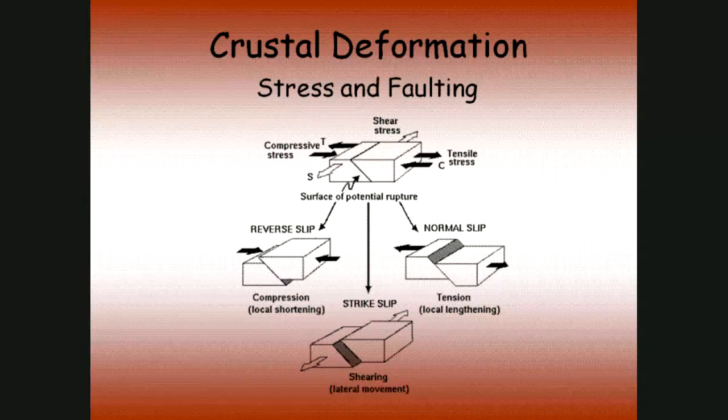Look at this example. You can see that if you happen to push two things together, they compress. That's one type of stress. If you go to pull at opposite ends of something, like a crustal plate or anything else, you get tension or tensile stress.